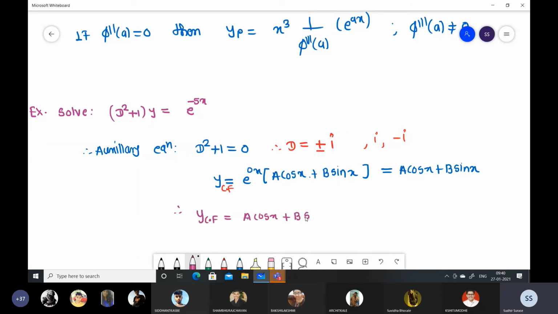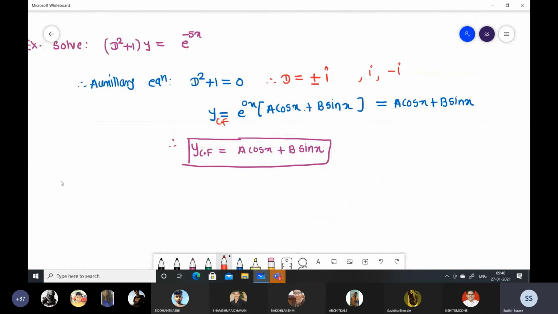Now once we get the complementary function, our aim is to find the particular integral. So ycf is a cos x plus b sin x. And now finding the particular integral using the shortcut formula.